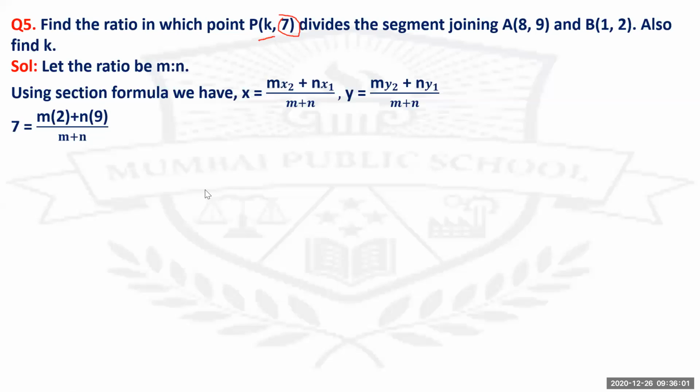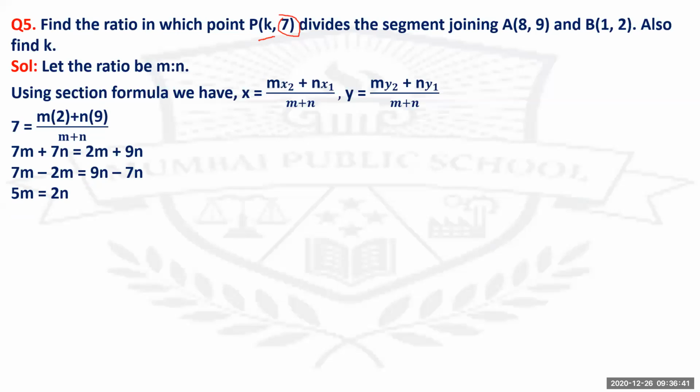So let's move ahead now. After substitution, what you'll get: 7 equals (2m + 9n) upon (m + n). Cross multiplication: 7m + 7n equals 2m + 9n. Again, as I've told you, keep all the terms related to m on one side, and terms related to n on the other side. So what you'll get: 7m minus 2m equals 9n minus 7n. You'll get that as 5m equals 2n.